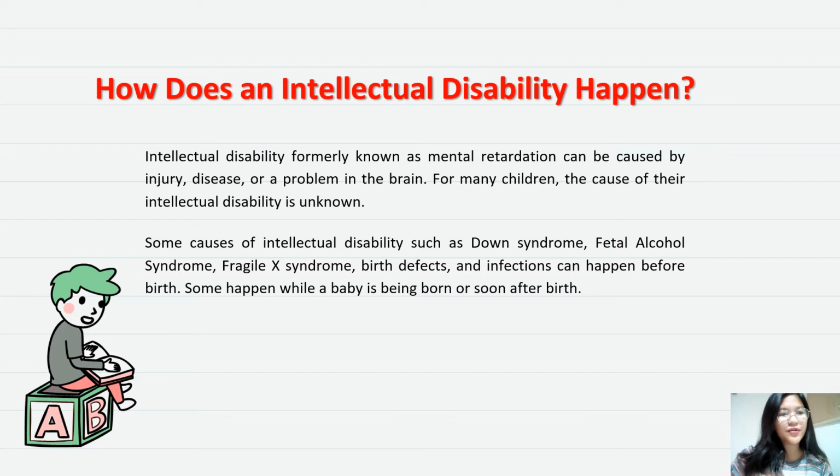So let's move on to how an intellectual disability happens. Intellectual disability, formerly known as mental retardation, can be caused by injury, disease, or a problem in the brain. For many children, the cause of their intellectual disability is unknown. Some causes of intellectual disability, such as Down syndrome, fetal alcohol syndrome, Fragile X syndrome, birth defects, and infections, can happen before birth. Some happen while a baby is being born or soon after birth. However, other causes of intellectual disability do not occur until the child is older.